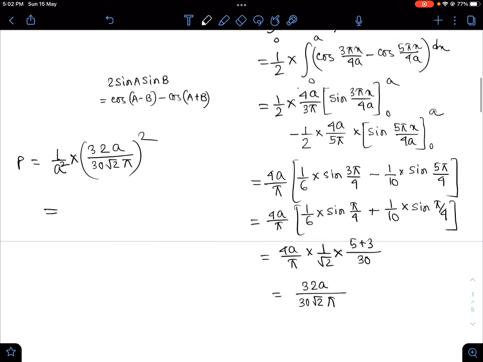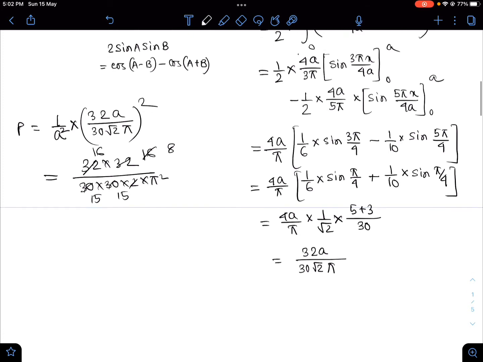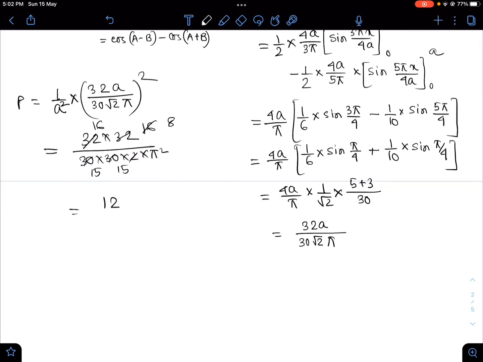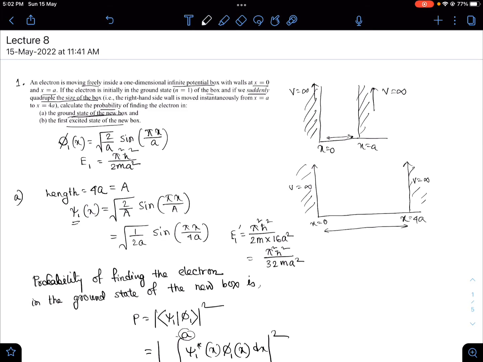So what are we getting? So we are getting 32 into 32, and we have 32 pi squared. So if we simplify this, what will we get? 15, it will be 15, 16. So we will get 128 by 15 squared pi squared. So that is the probability of finding the electron in the ground state of the new box.